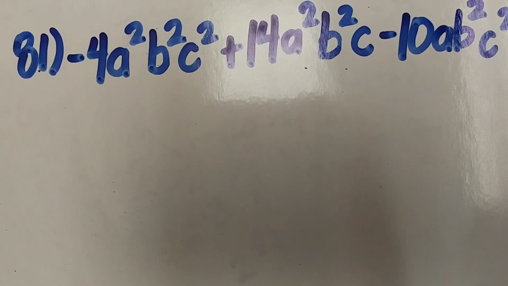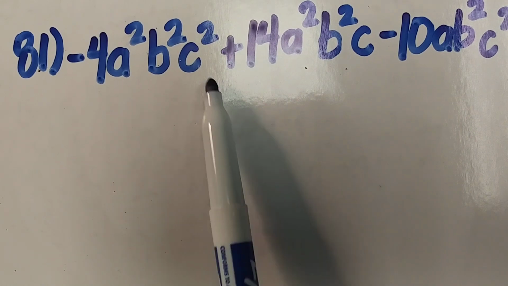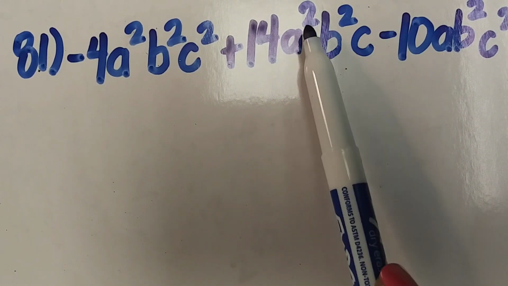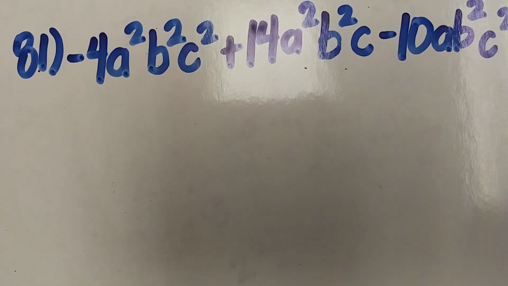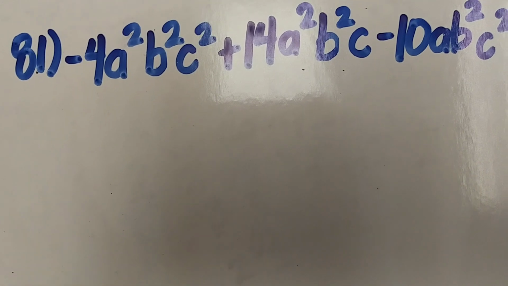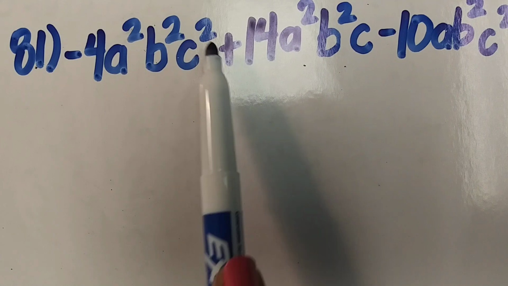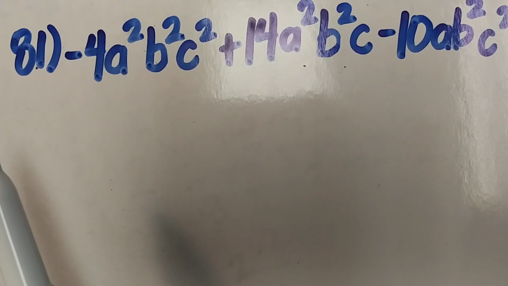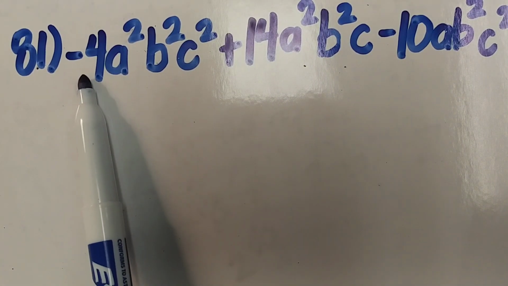We have 3 terms here. Now let's review. What is my degree? To find your degree, you count the exponents on the variables. I have 6 here, 2 plus 2 plus 1, I have 5 there. 1 plus 2 plus 2, I have 5 here. So my degree would be 6. Your degree is your largest exponent. My leading coefficient will be negative 4.